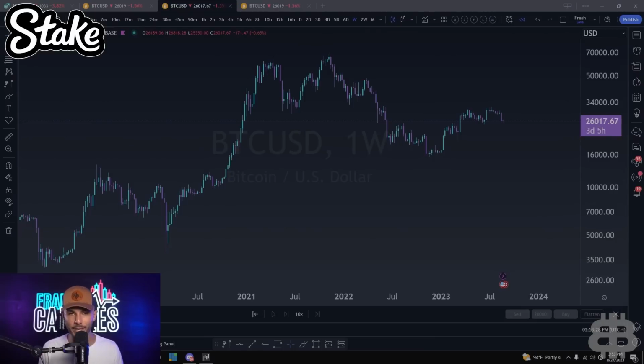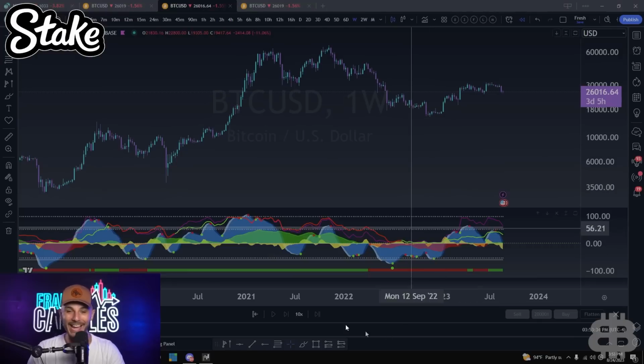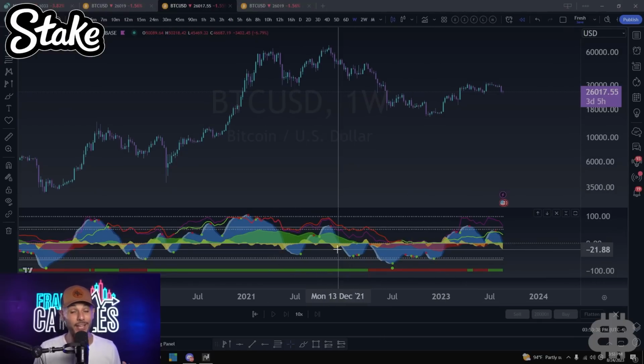So guys, here we are on the Bitcoin weekly chart, and obviously there are no indicators here. So let's go ahead and bring up Market Cypher B. Now I do want to point out this is just one piece of the multiple tools that come within the Market Cypher trading suite. And this is specifically Market Cypher B.